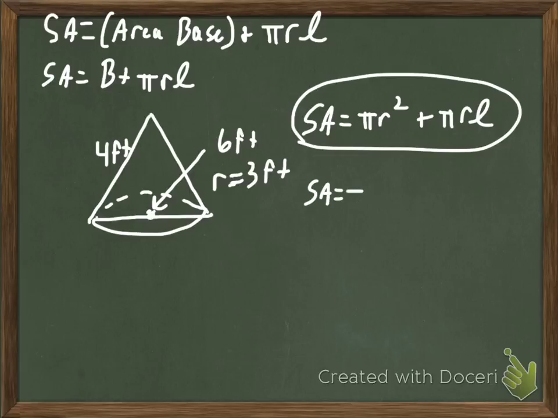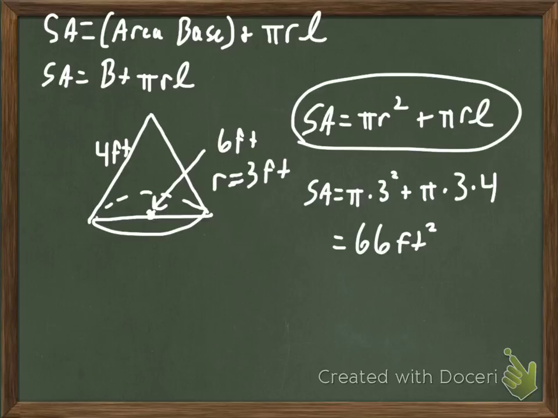So surface area equals pi times 3 squared plus pi times 3 times 4. We plug all that in our calculator, and after some rounding, you will see that you get 66 feet squared. Now I know it came out to 65.97. Well, I'm going to round all these to the tenths, so I look here at the 7. The 7 makes that round up, which makes that 5 round up. So we're going to keep that 66 feet squared.